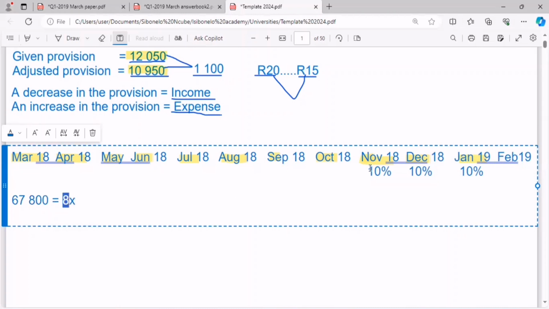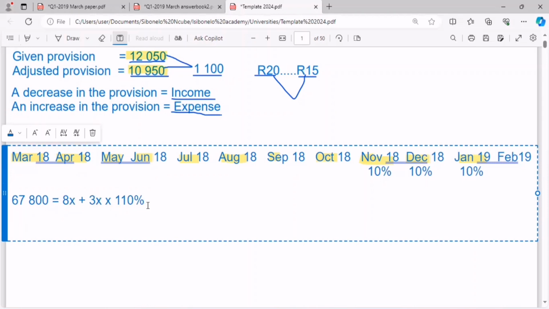And the increase was introduced on the 1st of November. So from November to January. So we don't count Feb because we haven't received the rent for Feb. So from November to January, it's 3 months. And during this 3 months period, the increase was effected. So now we're gonna add 3x and multiply by 110%. So guys, here we're gonna solve for x. So x will give us the value of rent before increase.